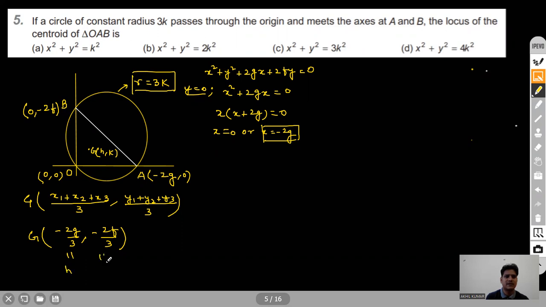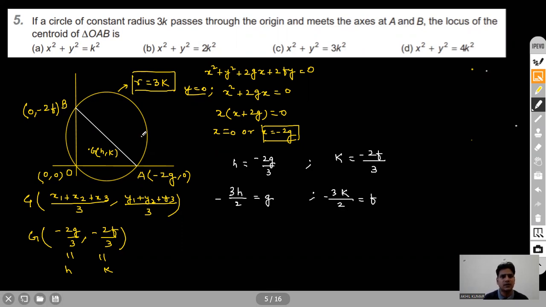This is equal to h and this is equal to k. Okay, so from here we can say h is equal to minus 2g upon 3, and k is equal to minus 2f upon 3. So from here we get 3h upon 2 with minus sign is equal to g, and we get the value of f as 3k upon 2 with minus sign.